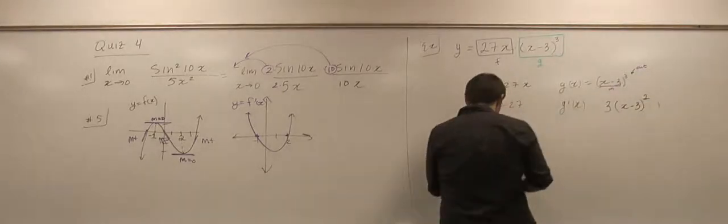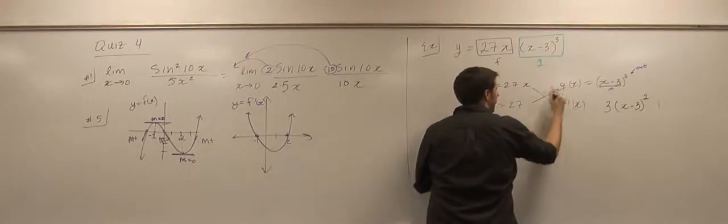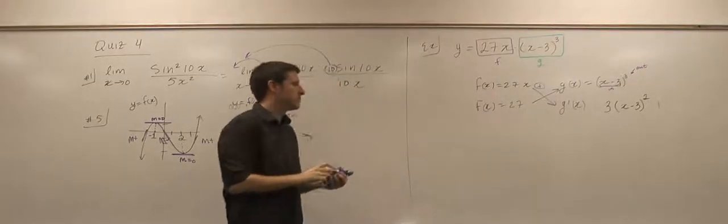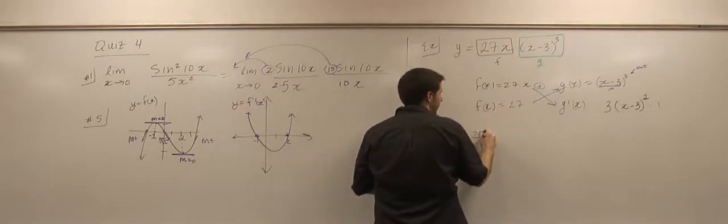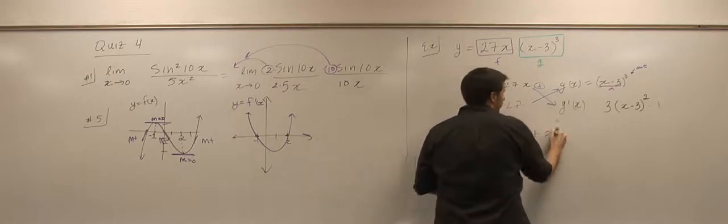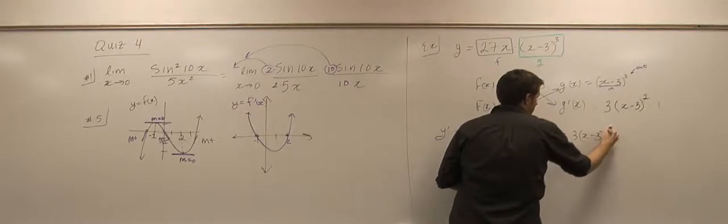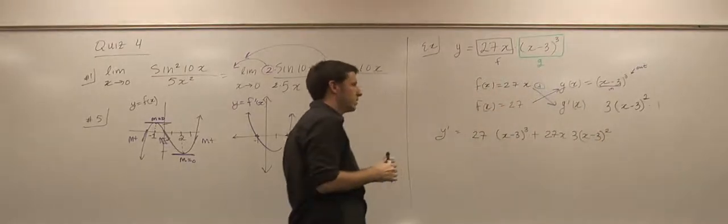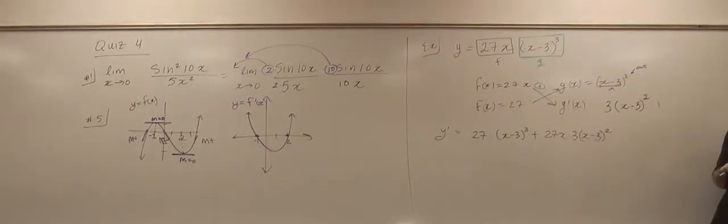Then you can use your product rule. Multiply these, and add. So y prime will equal 27 times x minus 3 cubed plus 27x times 3 times x minus 3 squared. I didn't write this 1 because 1 times anything is the same thing, so you don't need to write it. Okie dokie.